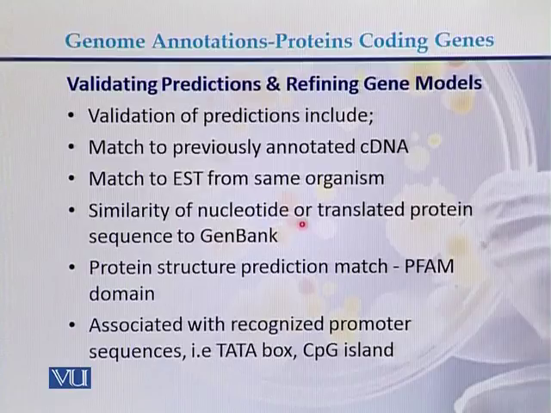Similarity of nucleotide or translated protein sequence to GenBank can also be used for genome annotation. Protein structure prediction can also be used, as can association with recognized promoter sequences which are usually present with the genes, called TATA box or CpG islands. With the help of TATA box and CpG islands, we can identify the genes from the sequence of the genomes.